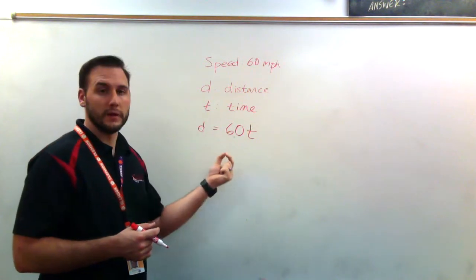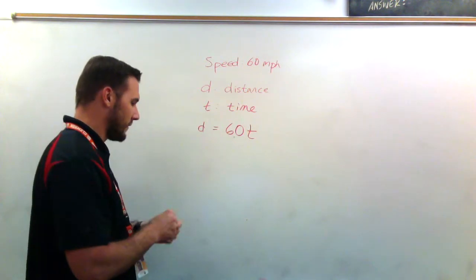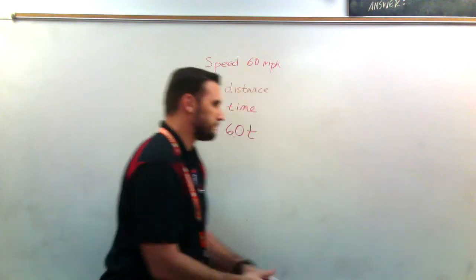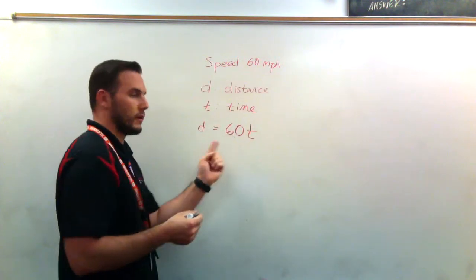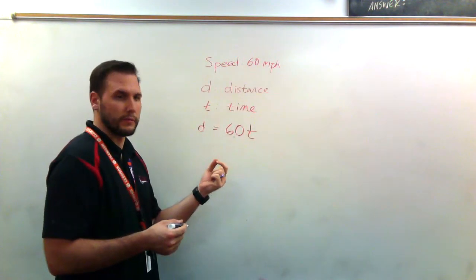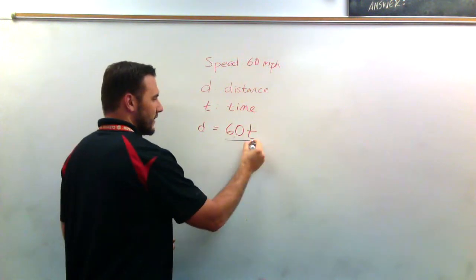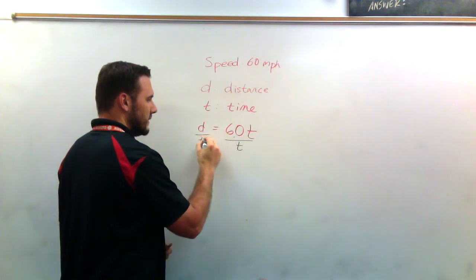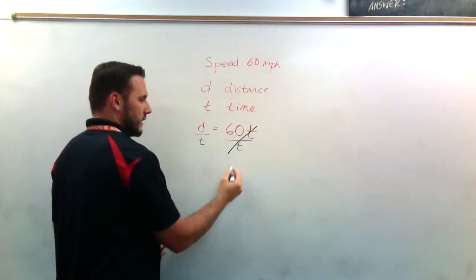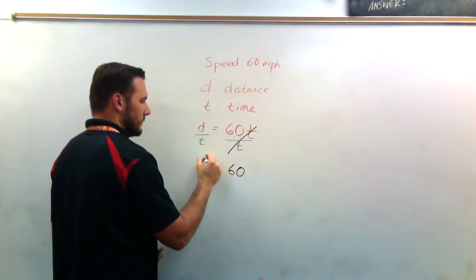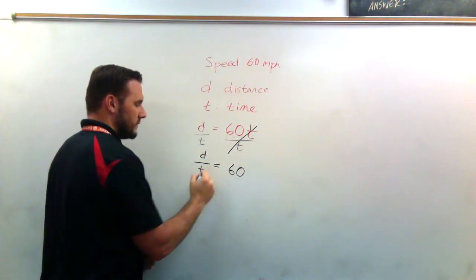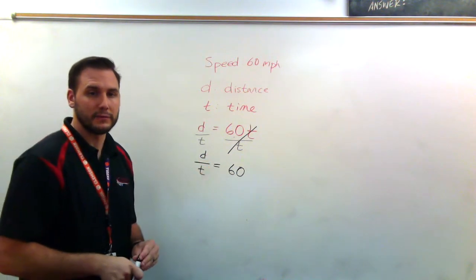Now this could be represented in one different way. If we wanted to solve for the constant that is going on in this problem, the constant is the speed that he's traveling, 60 miles per hour. So if I divide both sides of this equation by t, then on this side I'm just left with 60, and over here I have d divided by t. So his distance divided by time is equal to 60.